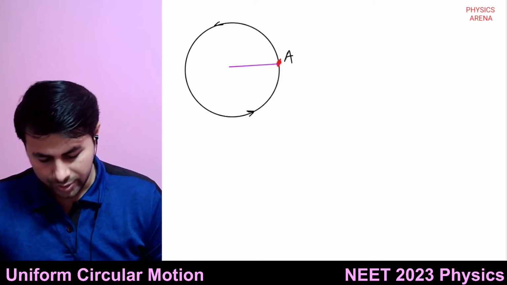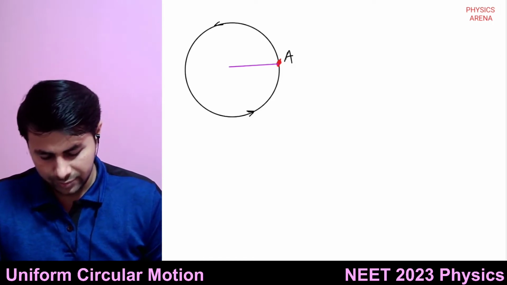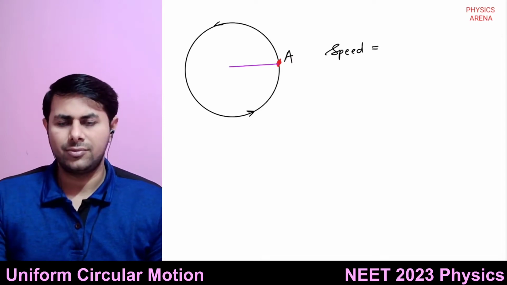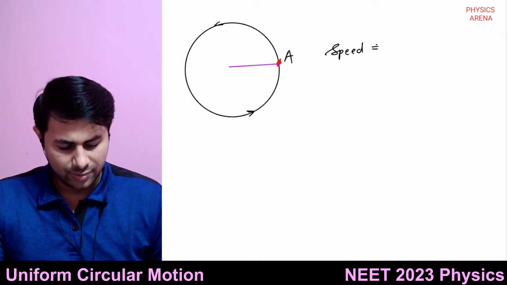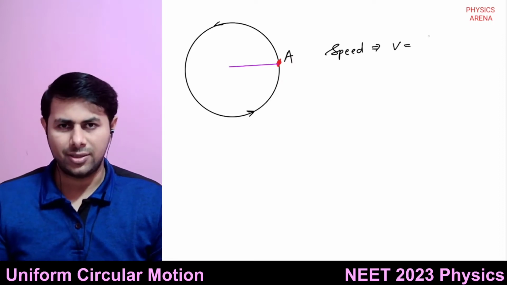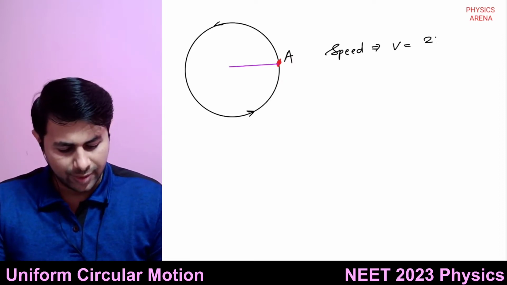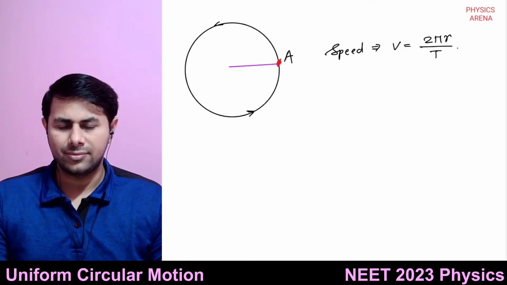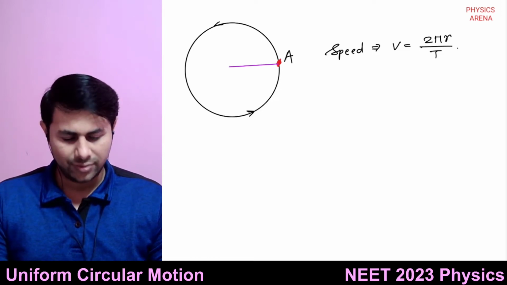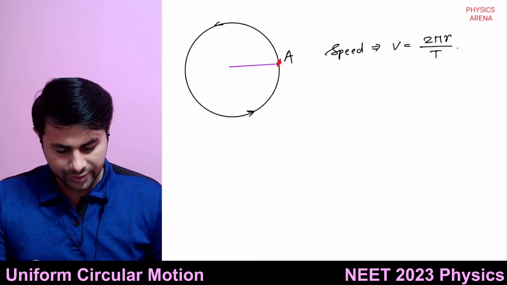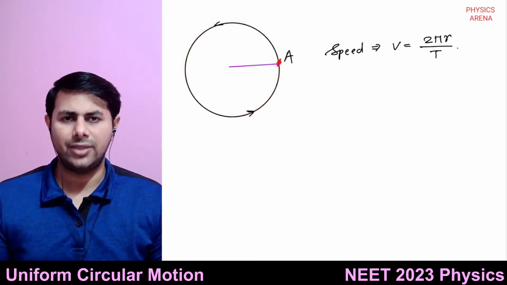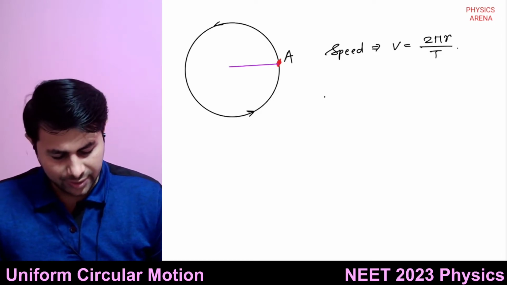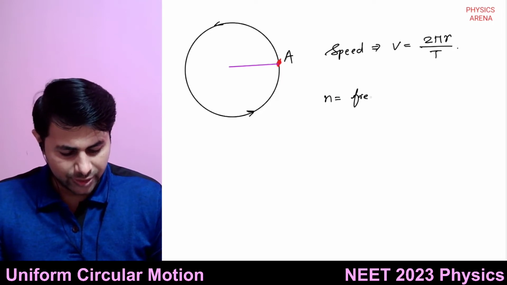So what would be the speed of this particle? Speed V is the distance covered upon time taken, which is the circumference of the circle, so 2 pi r divided by T, right? Yes, sir. Okay, and if it covers n revolutions in 1 second, then n is the frequency of revolutions.